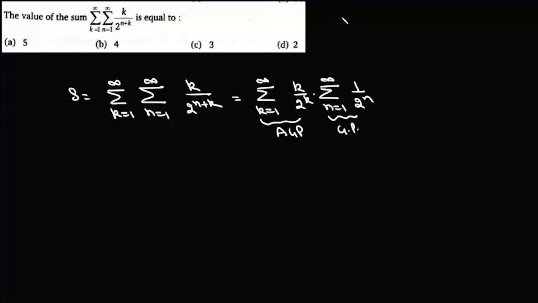If we solve this GP, it is 1 by 2, 1 by 2 square, it is an infinite GP. First term is 1 by 2. Common ratio is also 1 by 2. So the value of this summation is simply 1.